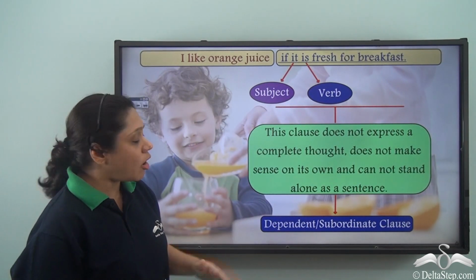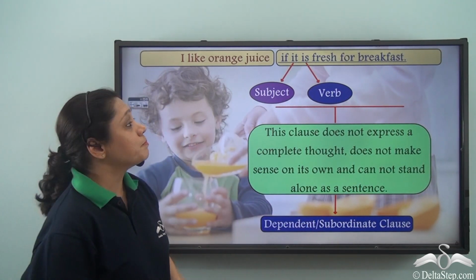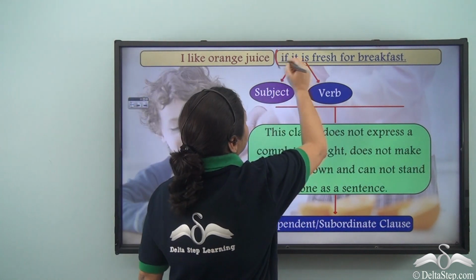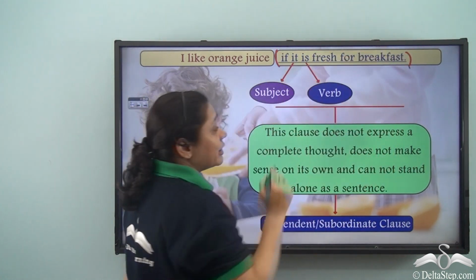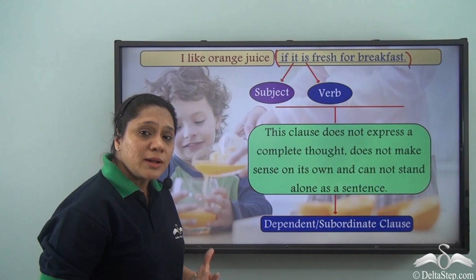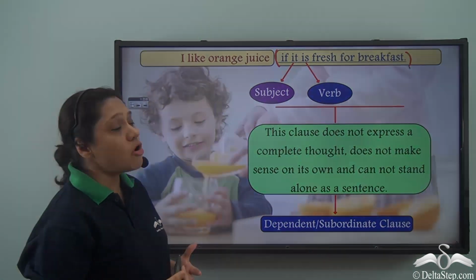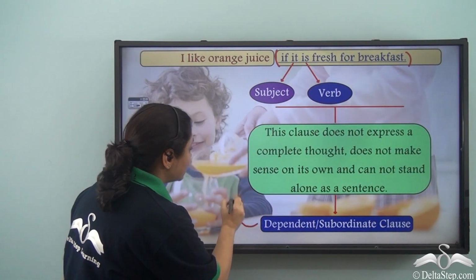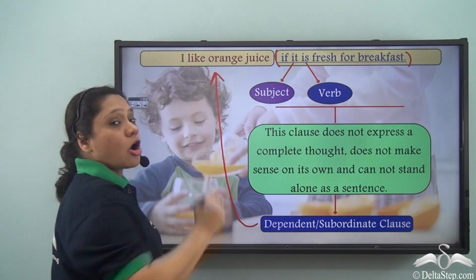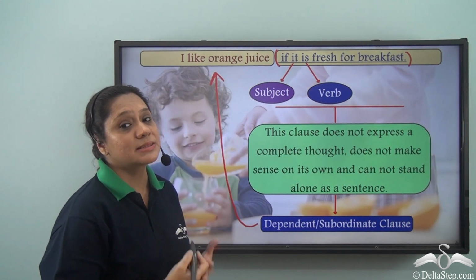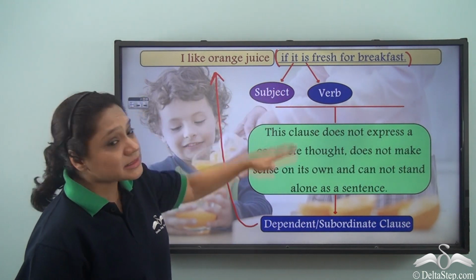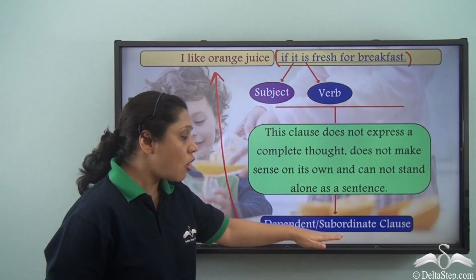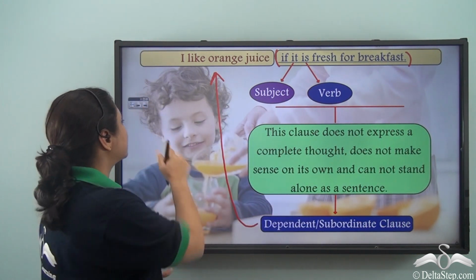Now why is it called a dependent clause? Because this clause, "if it is fresh for breakfast," does not make complete sense on its own. It always depends on the main clause to complete its sense. Hence, this clause is called a dependent or a subordinate clause.